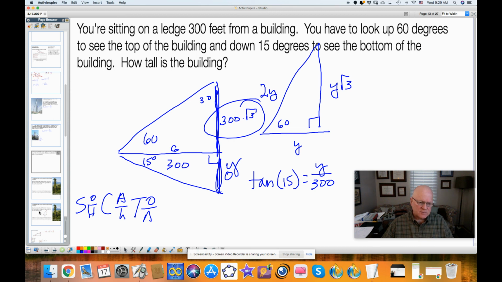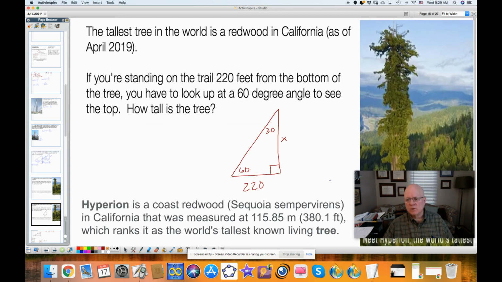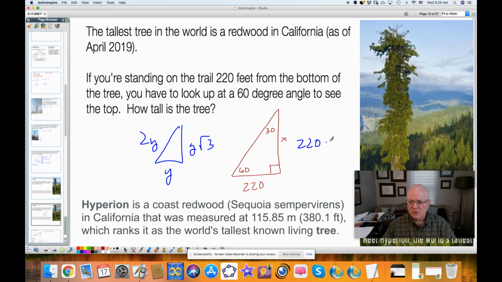Finally, the last piece of this is this redwood. It's the tallest redwood in the world. It's like 380 feet. We're supposed to calculate it using our triangle. And you can do this using trigonometric ratios. You can also do this using a 30, 60, 90 right triangle. So this is going to be whatever the short leg is. This is y, 2y, and y times the square root of 3. So this will be 220 times the square root of 3. 1.7 times 220. Let's just see what that is.